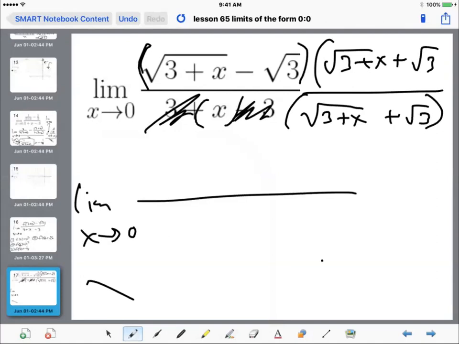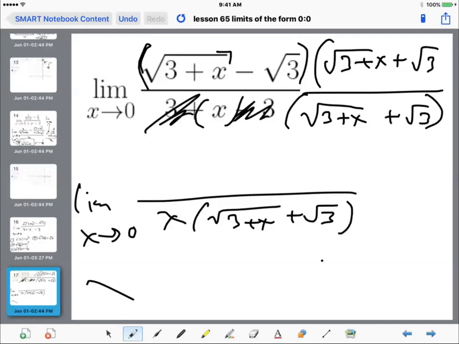The denominator becomes x times radical 3 plus x plus radical 3. Well, that denominator got pretty ugly. What does the numerator become? Someone type that into the chat. When you do, you have kind of an a minus b, a plus b thing going on here. So what's the numerator? What happens when you multiply something like a minus b times a plus b?